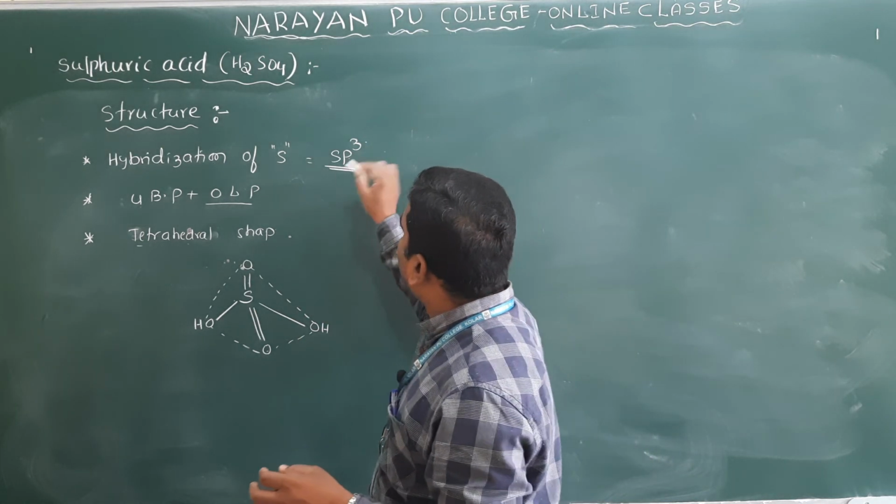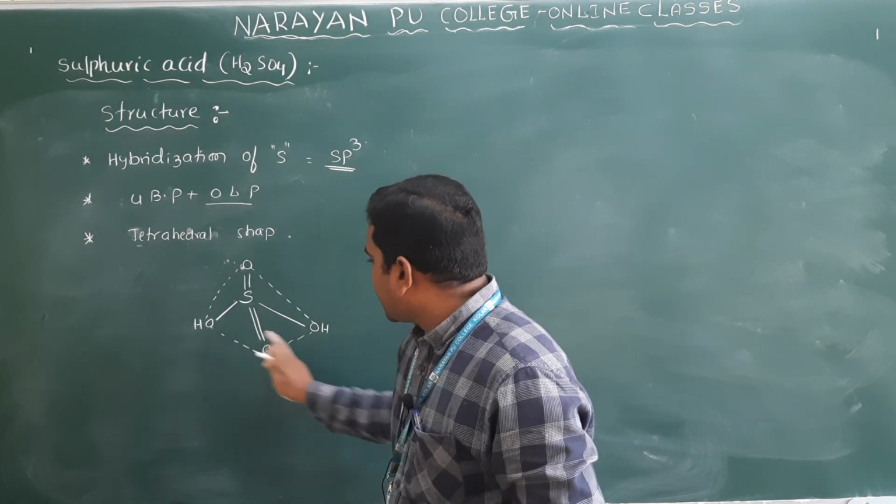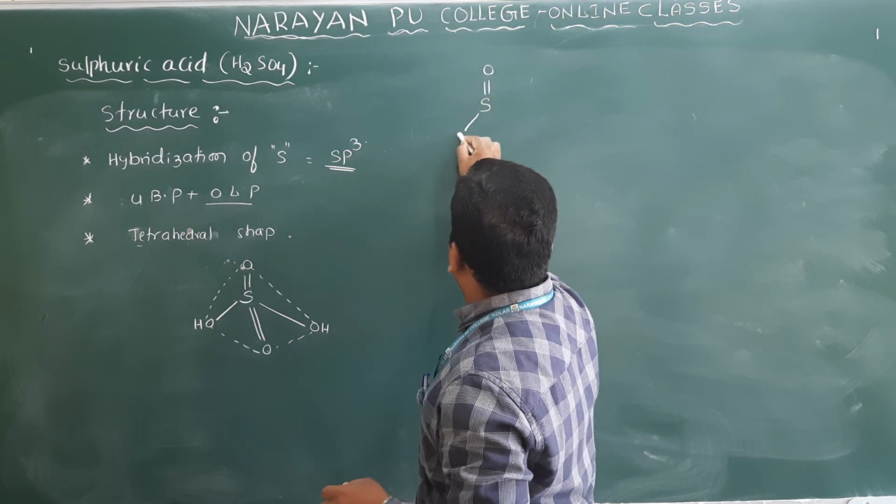What is the sulfate ion here? Sulfate ion means you have to remove the Hs and H, and you will get the sulfate ion. Double bond O, and here what is there?